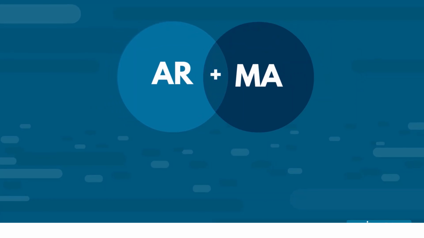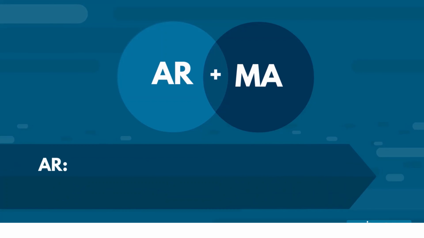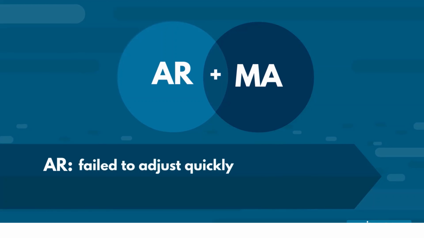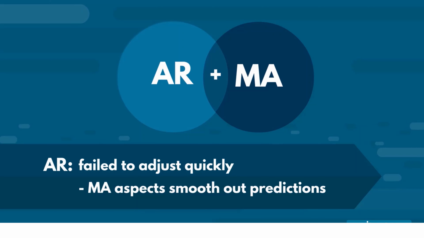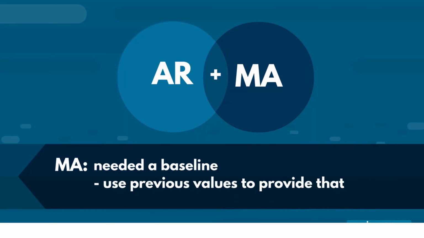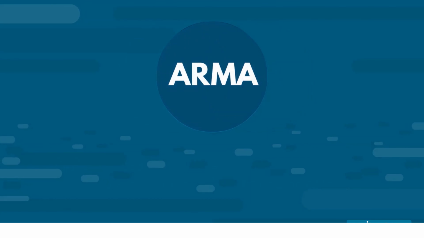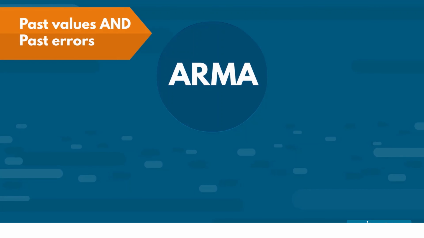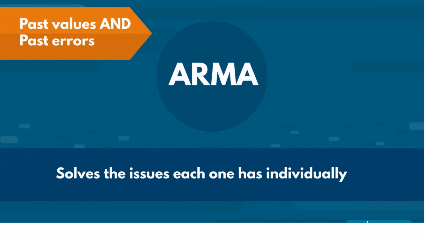But what if we could combine the two? We already know that the AR model made good predictions, but failed to adjust quickly to unexpected shocks. What should remedy the situation is accounting for the residual values, since the MA aspects smooth out the predictions. Now we examined the MA models that accounted only for the residuals. These needed a baseline to perform well, so we could use present values to provide that. Thus, if we had a model that takes into account both past values and past errors, then in theory, it should solve the issues each one has individually, since it contains both the AR and the MA aspects.